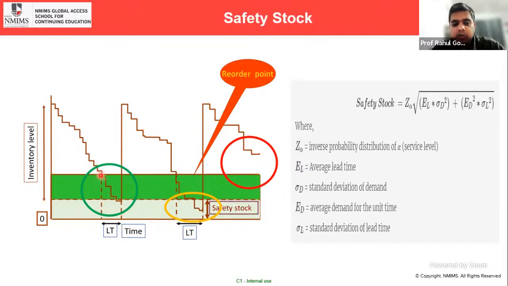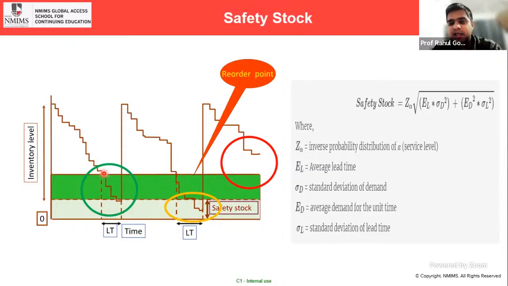So you placed an order here. If we draw one straight line to the x-axis, we get, let's say, this time, and you got the inventory here. So this is the time which has gone between placing the order and receiving the goods from the supplier. This is called the lead time, right? This is the reorder point.